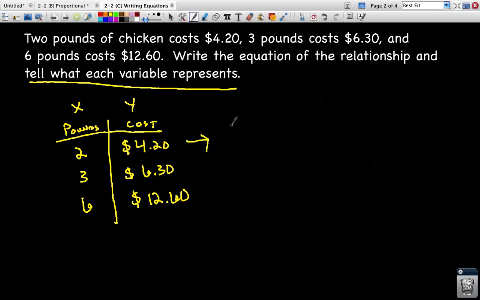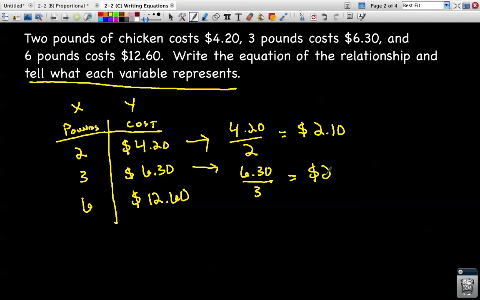I need to do $4.20 divided by 2. So 2 times what equals 420? When we work that out, we get $2.10. If I do it again, $6.30 divided by 3 does equal $2.10. And just to check, even though it looks like we've got this figured out, let's double check: $12.60 divided by 6. Once we work it out, we will get $2.10.